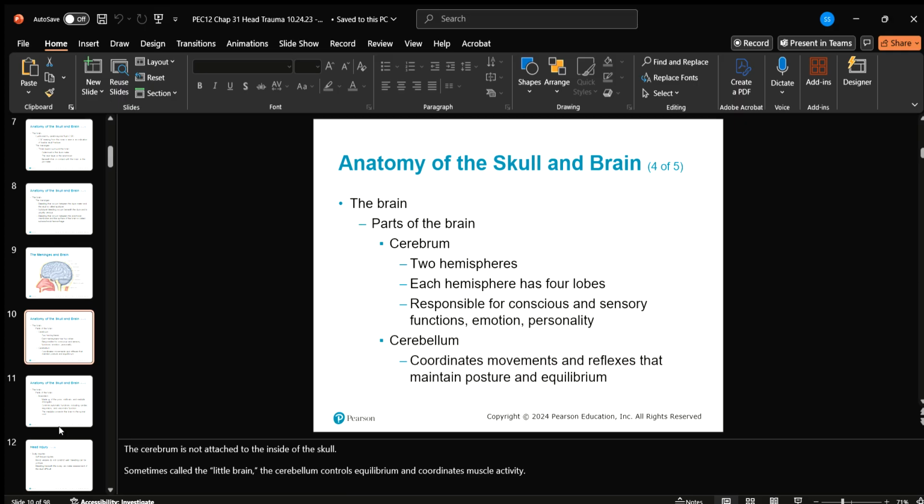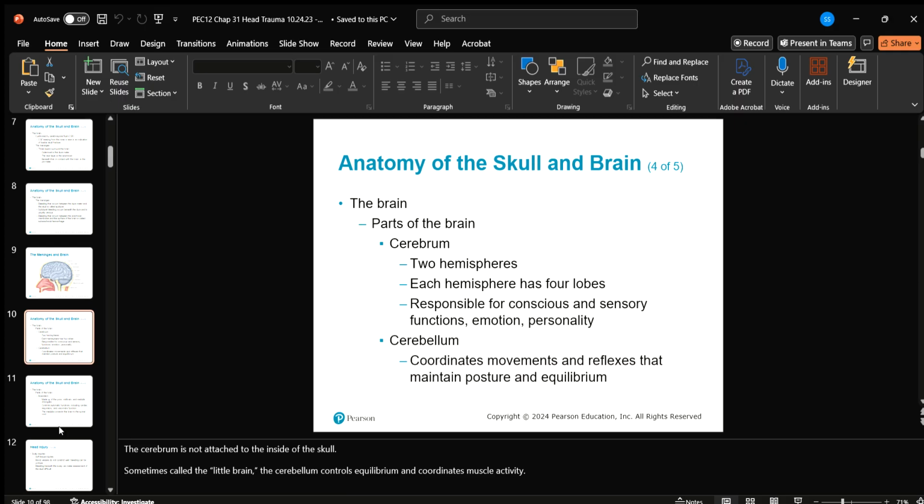All right, so the brain is divided into two hemispheres. Each hemisphere has 4 lobes, and those lobes have different responsibilities for us. What makes us us? The cerebellum is involved with motion, movement, and coordination.